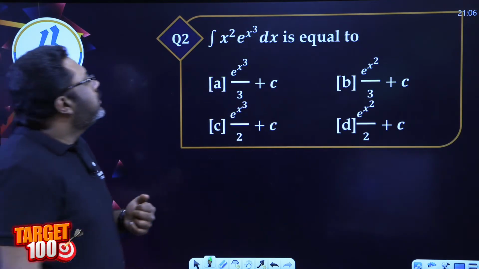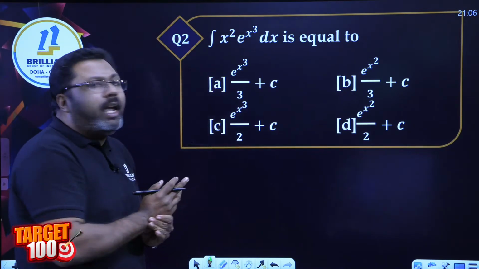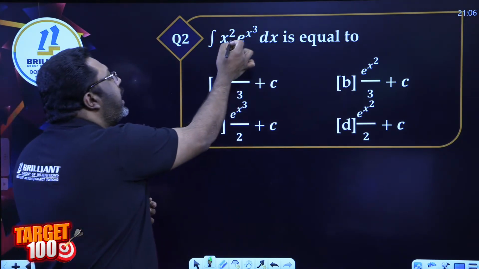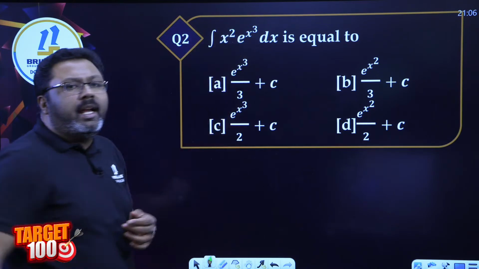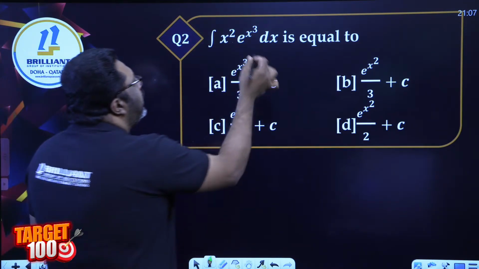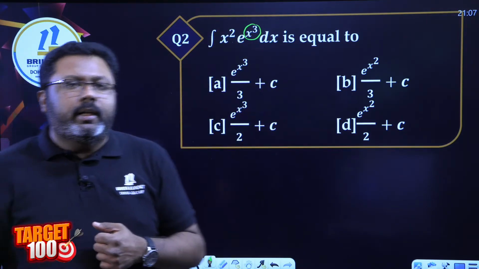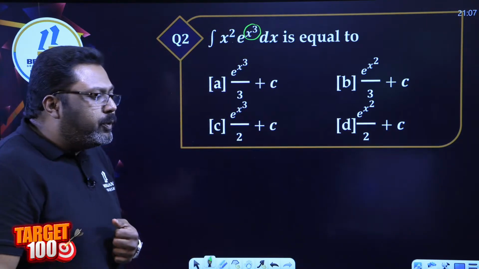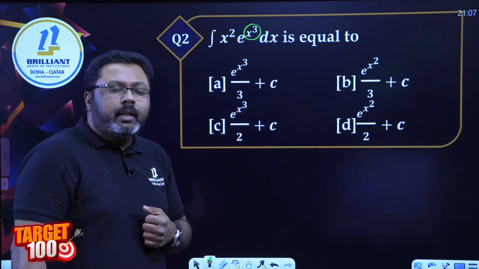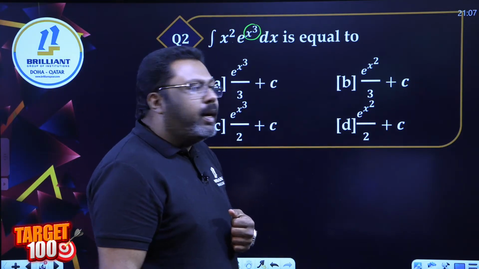Question number 2. Integral x squared e raised to x cube. It looks like I should apply integration by parts, but I will not apply it here, because e raised to x cube is not an integrable form. Substitution is much better.